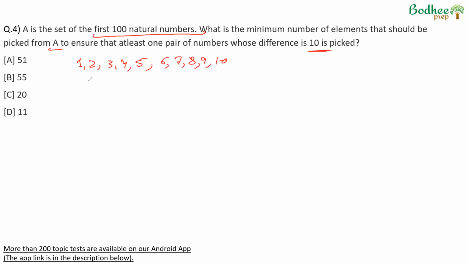Now, if I pick any of the next 10 numbers, the difference between two numbers will be 10. So I will not pick any number from 11 to 20, I'll start with 21. So 21, 22, 23, and so on till 30. Again, none of these numbers will have a difference of 10. If we pick 31, 21 and 31 will have a difference of 10. So that entire series goes out.